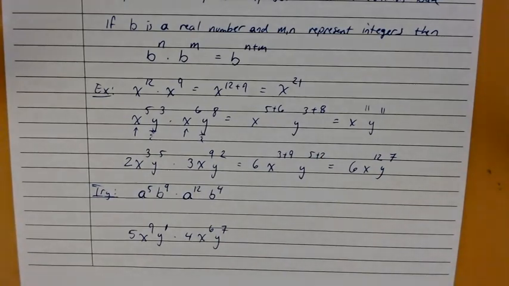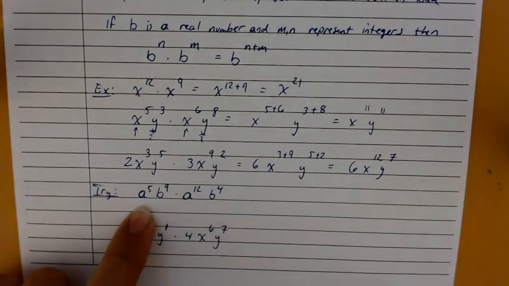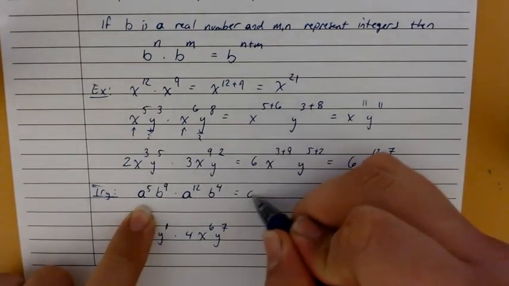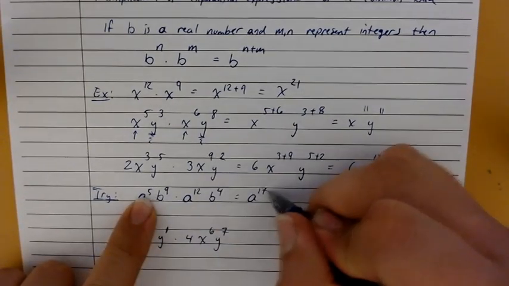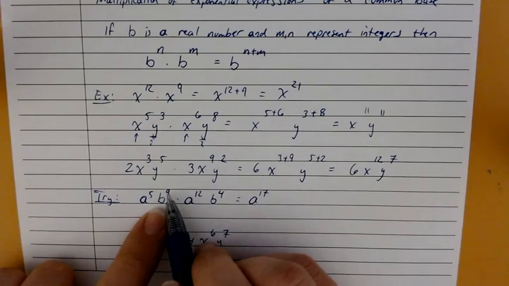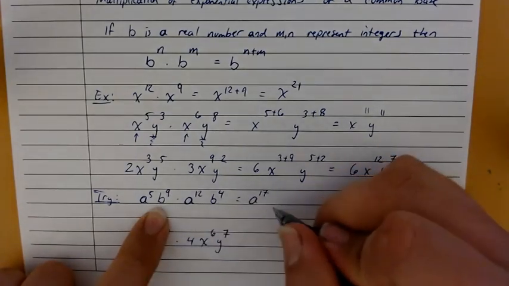All right, so let's go ahead and give that a try. Note here, these can go together. So that's going to be a to the power of 5 plus 12. So that'll be 17. Here, b to the power 9 plus 4. That'll be 13.